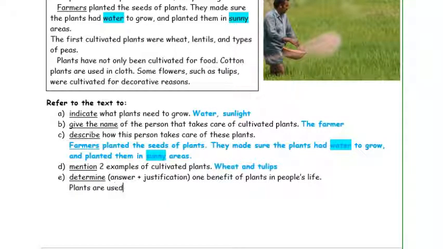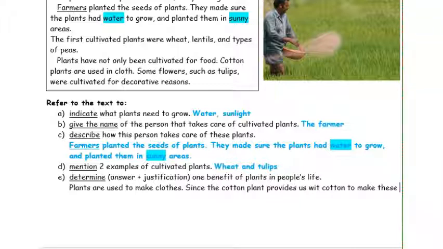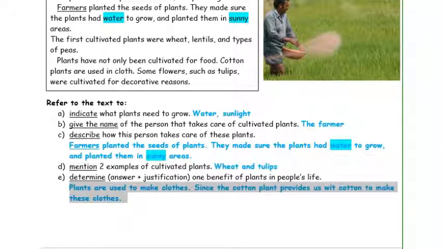Plants are used to make clothes, since the cotton plant provides us with cotton to make these clothes. You can choose another example, like the wheat, peas, lentils, all of these are used in the kitchen for food. Or you can also talk about tulips for decoration. And we're done. Bye bye.